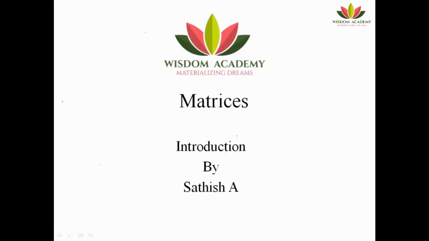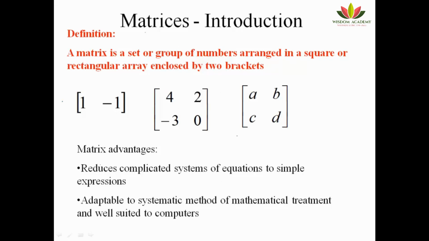Hi everyone, today we are going to see about matrix. Matrix is a set or group of numbers arranged in a square or rectangular array enclosed by two brackets. So these are the two brackets. You can see here 1 and minus 1 in a bracket. Similarly 4, 2, minus 3, 0 also in a bracket.